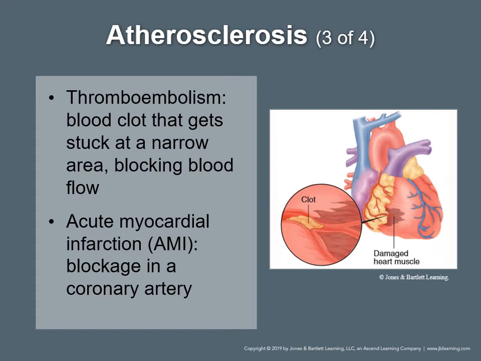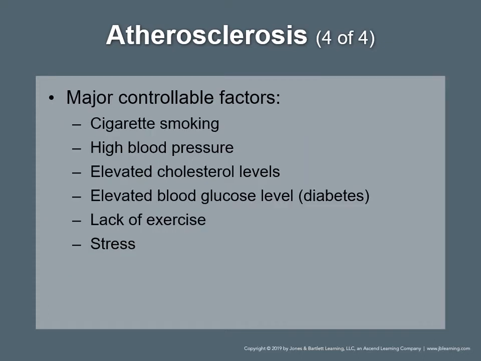Thromboembolism is a blood clot that gets stuck at a narrow area and blocks the blood flow at that point. Acute myocardial infarction, or an AMI, is a blockage that occurs in a coronary artery. Major controllable factors are cigarette smoking, high blood pressure, elevated cholesterol levels, elevated blood glucose level, or diabetes, lack of exercise, and stress.